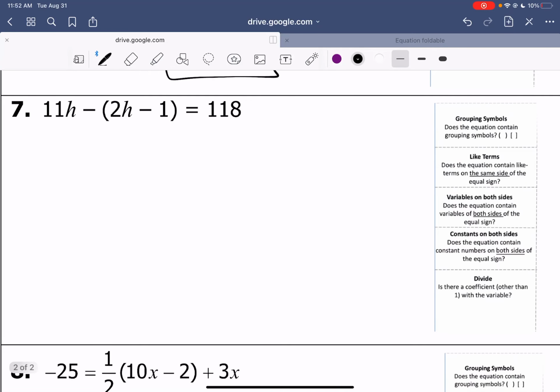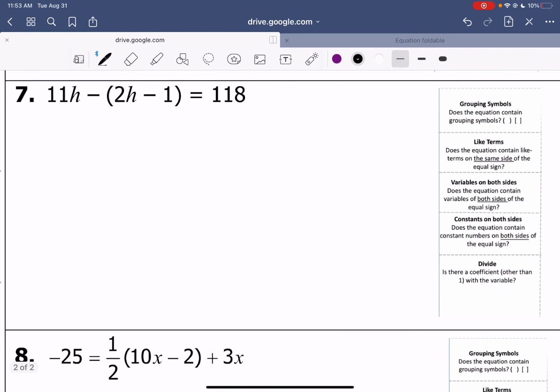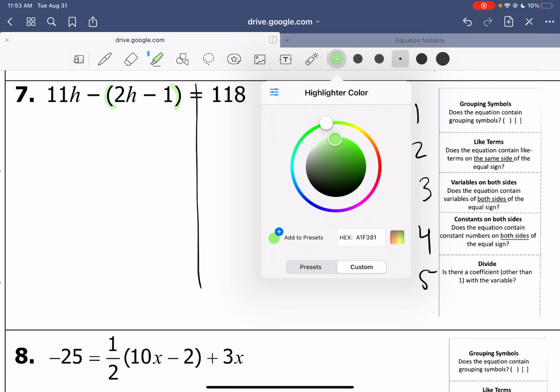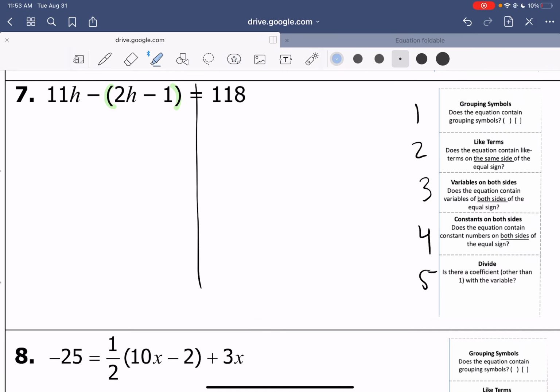Number 7. So I keep forgetting to draw my line at the beginning. So we have our grouping symbols for question 1 right here. And we're going to be distributing this negative 1, or just the negative, however you look at it. So when we distribute this negative 1 here, we'll be left with negative 2h, and then a negative times a negative is a plus 1. And that equals 118. And then we also have this 11h over here.